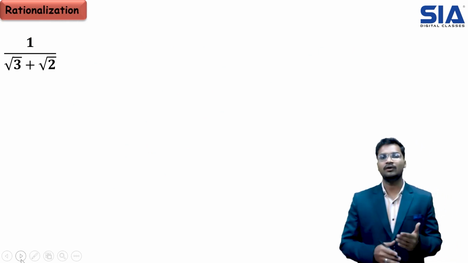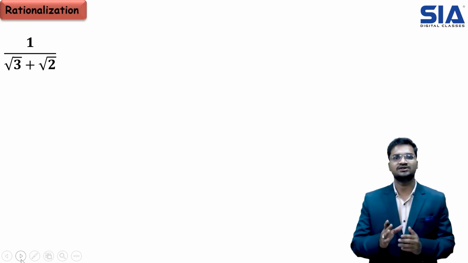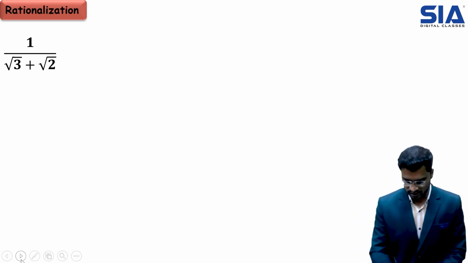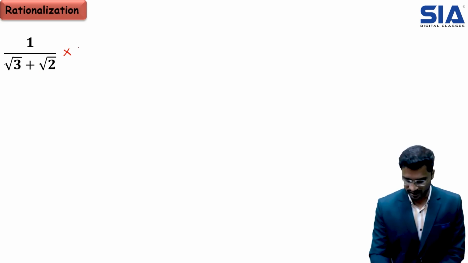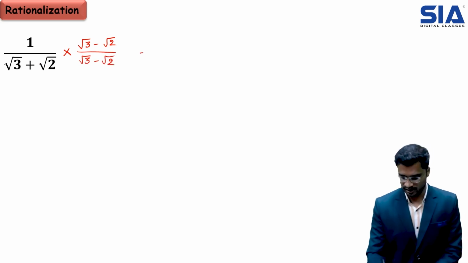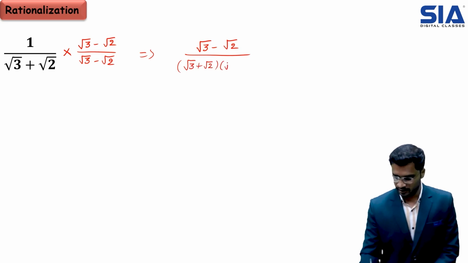Here we have to know the process of rationalization. In rationalizing a number, we have to multiply by the conjugate of that number. Whenever we have root 3 plus root 2, we have to multiply it with root 3 minus root 2 in the numerator and in the denominator also. So let us solve this. In the numerator we get root 3 minus root 2, and in the denominator we get root 3 plus root 2 multiplied by root 3 minus root 2.